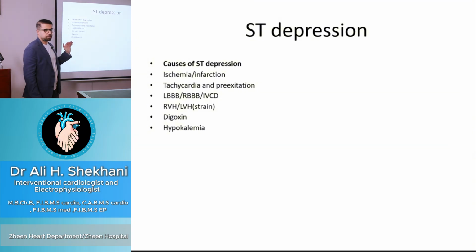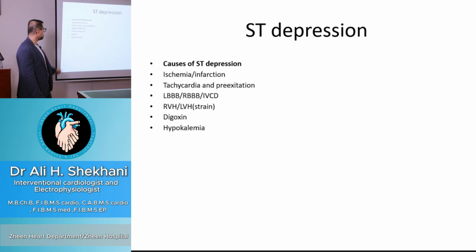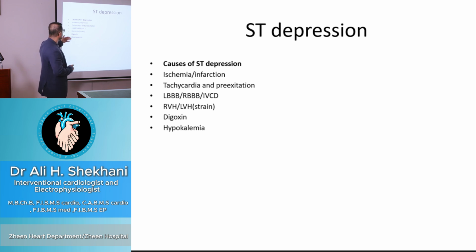Now the ST depression. The ST depression is also a very common ECG finding. We have several causes for ST depression. The most important is myocardial ischemia or infarction, or sometimes due to tachycardia, maybe due to left or right bundle branch block, or RVH, LVH due to repolarization abnormalities. Sometimes drugs like digoxin, which cause reverse tick sign ST depression, or electrolyte disturbance.